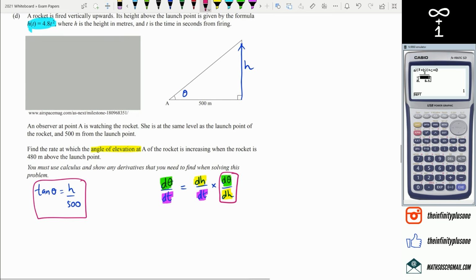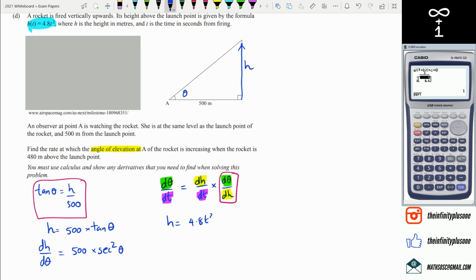How do I do that? Well, let's have a look. We've got tan theta is h over 500, so we can rewrite that as h is equal to 500 times tan theta, which means dh d theta is equal to 500 times sec squared theta. And as for dh dt, let me do that first part there. h is equal to 4.8 t squared, which means dh dt is equal to 9.6 t.